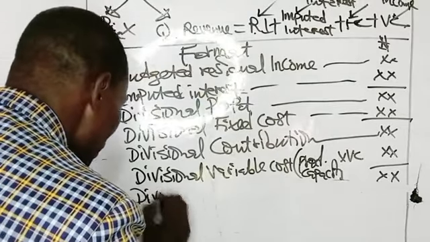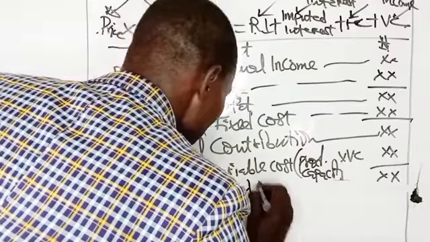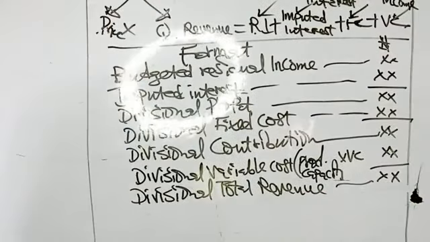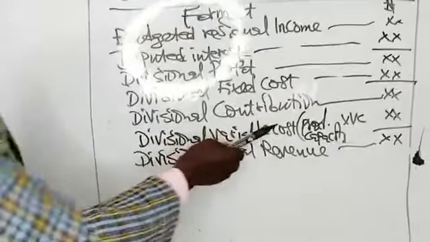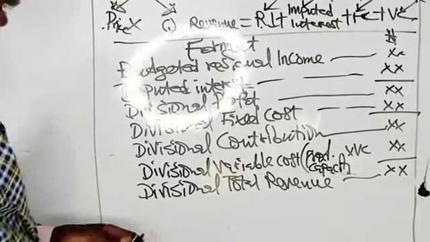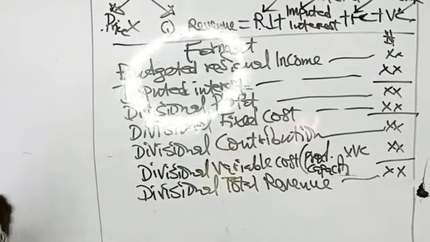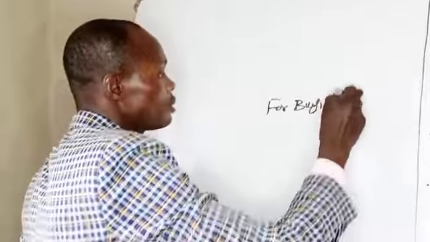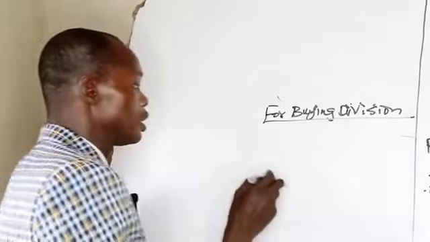Divisional total revenue. The only difference, if you are calculating for the buying division, is that the variable cost will be divided into two. We are going to break down the variable cost into two for the buying division.